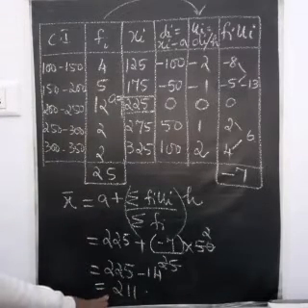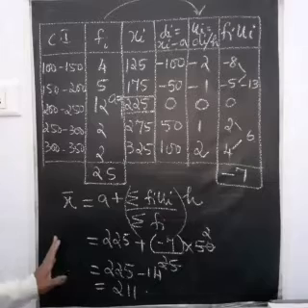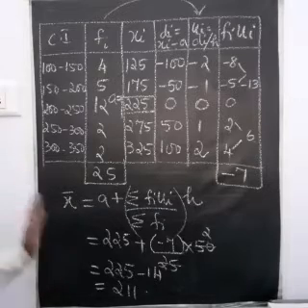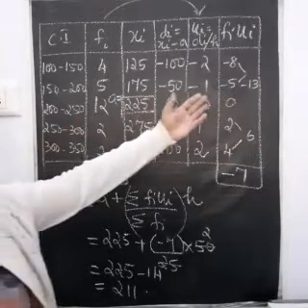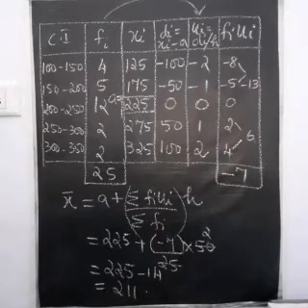So did you understand how we got the mean by the step deviation method? So this becomes very simplified, and when the numbers become smaller, the calculation becomes easy. Okay, I hope you have understood all the three methods in calculating the mean of grouped data, children.